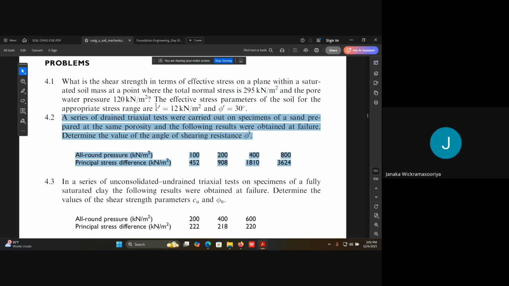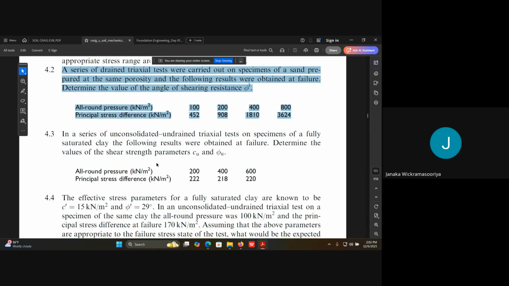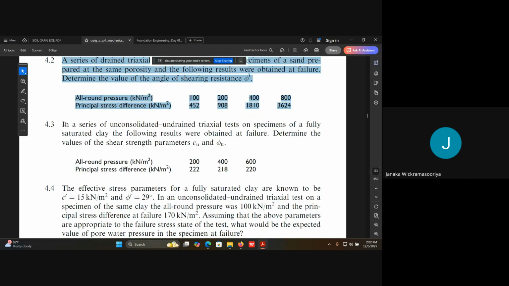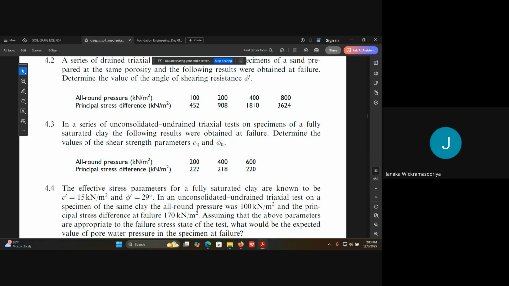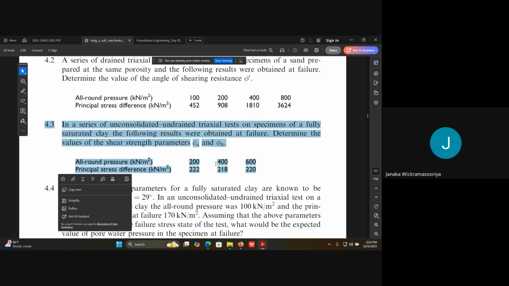So the next question would be again the same kind of thing, but here you have to find Cu and phi u. Cu means undrained shear strength. Right. You can draw the Mohr circles for this one also. Just quickly draw it.